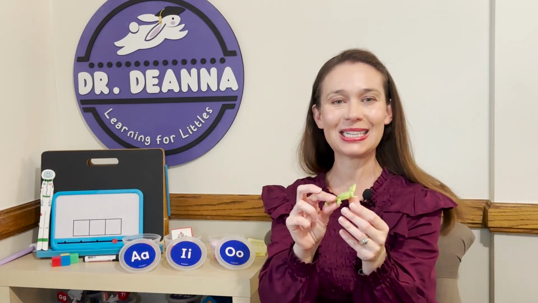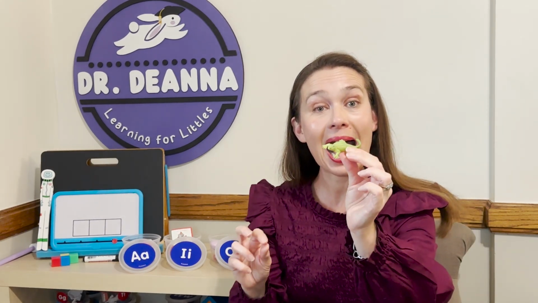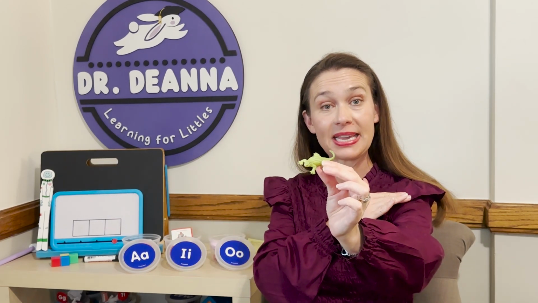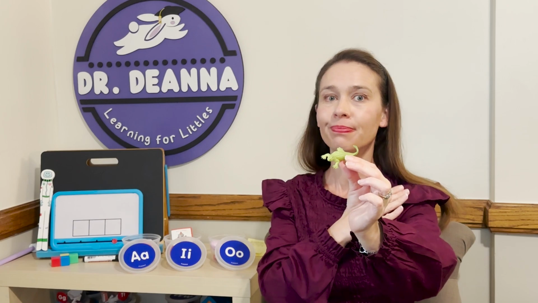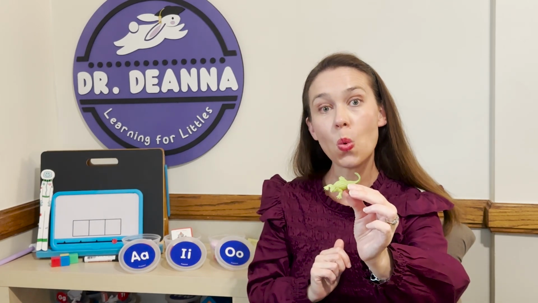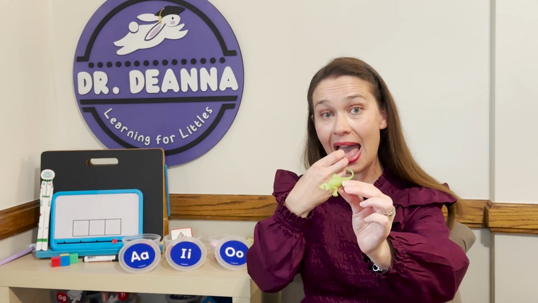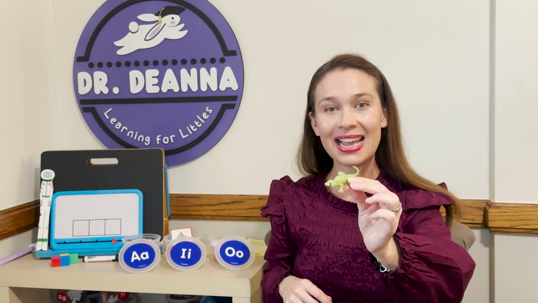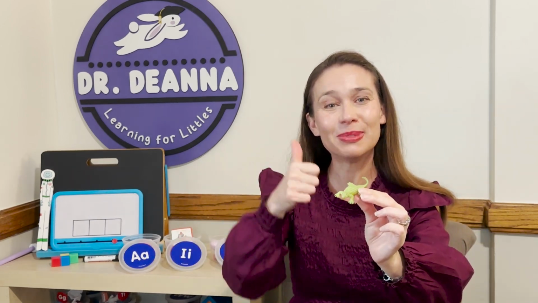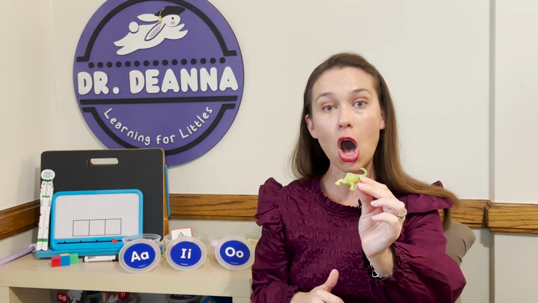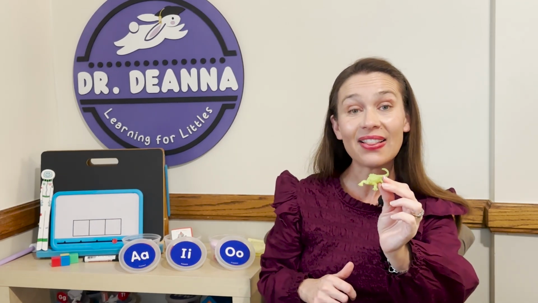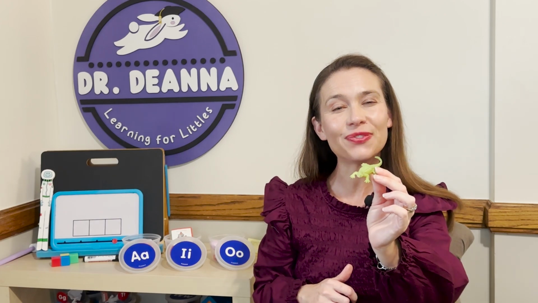All right. My next magic miniature is an alligator. Do you hear the sound at the beginning of alligator? I hear the a. What letter does the a go with? Did you say the letter A? Thumbs up. Let's sing it all the way to the A bucket. A is for alligator, alligator, alligator. A is for alligator.